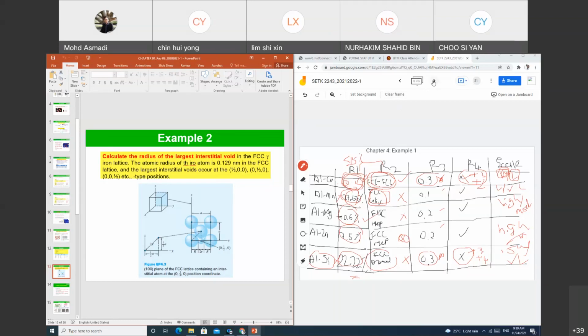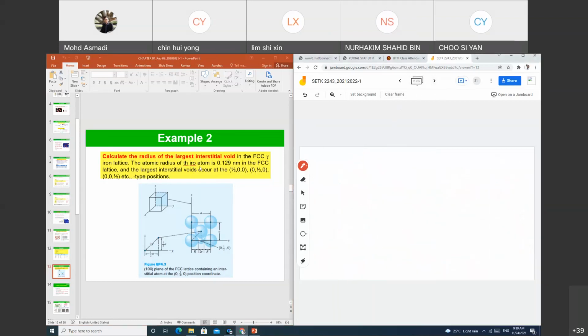Okay, if you look here, for example 2: calculate the radius of the largest interstitial void space in the FCC gamma iron lattice. The atomic radius of the iron atom is 0.129 nanometer in the FCC lattice, and the largest interstitial voids are at the 1/2 0 0, 0 1/2 0, 0 0 1/2 type positions. So actually this is quite tricky. Look here, this is the plane.